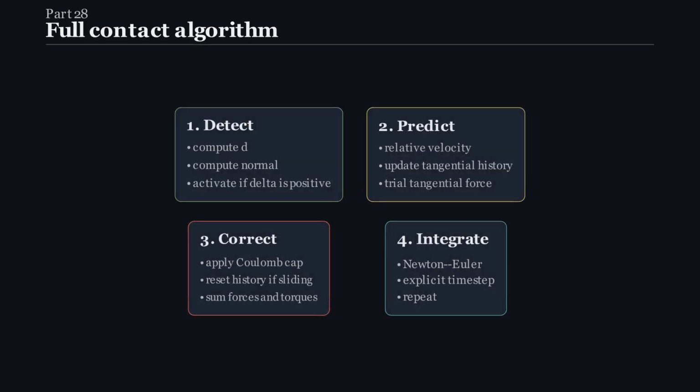The operational algorithm is short. Detect the contact from geometry. Predict the tangential elastic response from the current relative velocity and stored history. Correct the tangential force if the Coulomb cap is exceeded. Then sum forces and torques and integrate the particle motion explicitly.